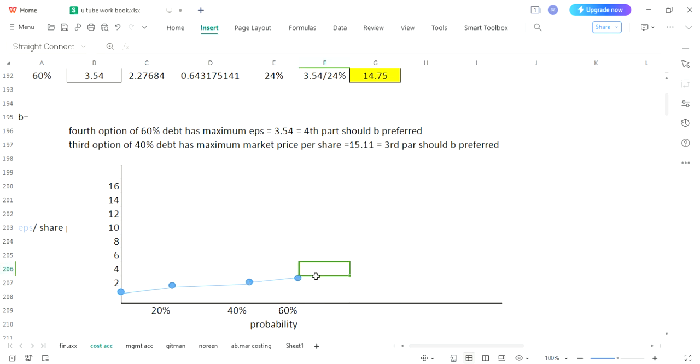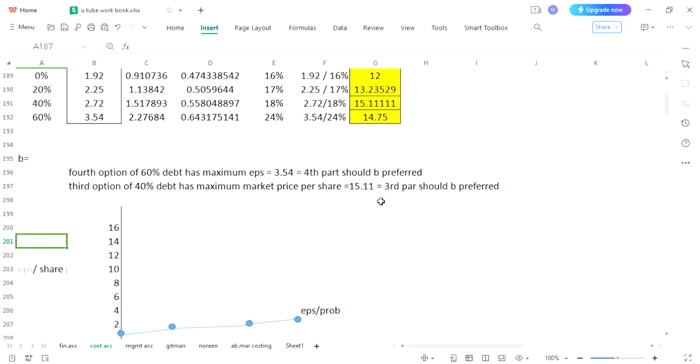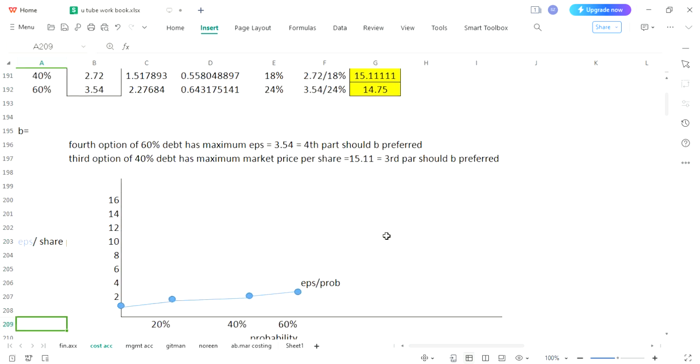So guys, we have completed our blue structure, which was for EPS. This is EPS probability. It has been completed. The graph is showing your relationship between EPS and probability. Next, as we have already selected, we need to put debt equity and market price. For 0% debt, you have 12 as your market price. So we need a point. Let's choose it.